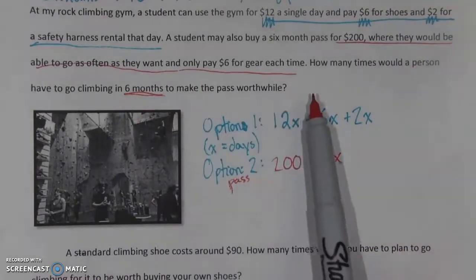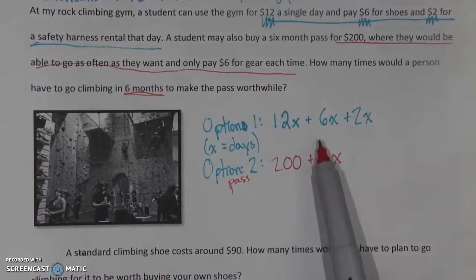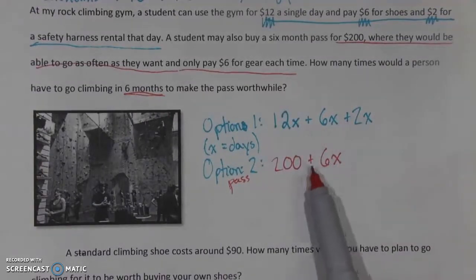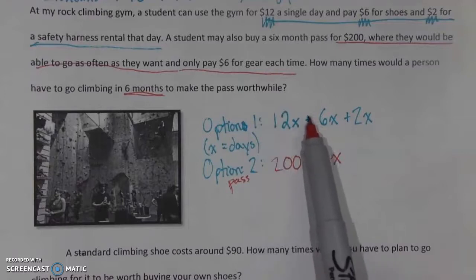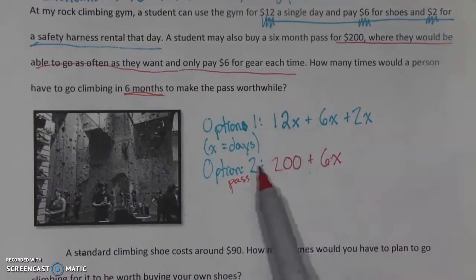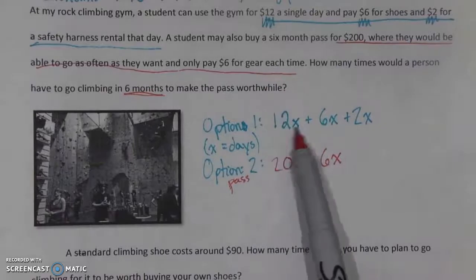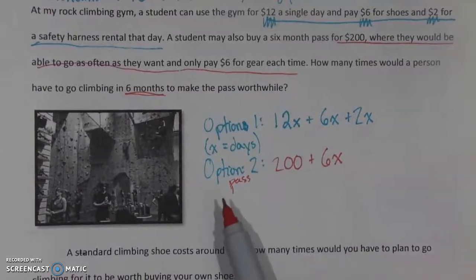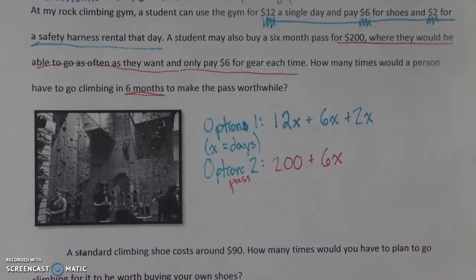Now that I know these two options, what I want to know is how many times would I have to go climbing to make the pass worthwhile? Well, you can do this with trial and error. I can just put in a bunch of things for x and see when, okay, if I go 20 times, will this be more expensive than this one? If I go 4 times, will this be more expensive than this one? And you can solve it that way. But there's a quicker way.